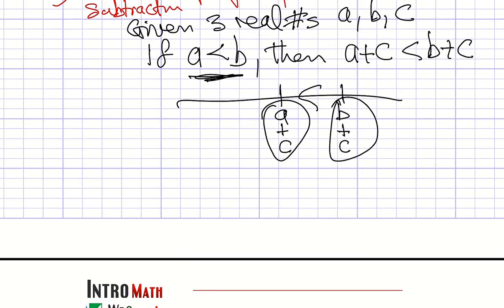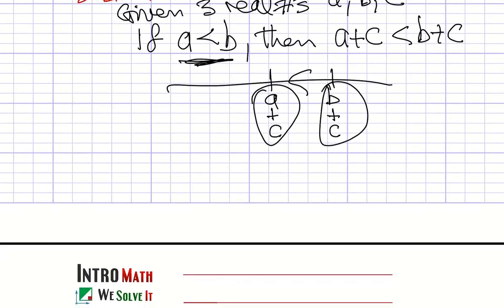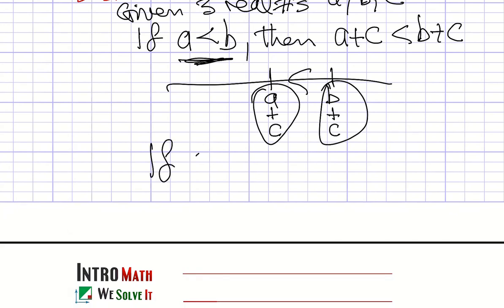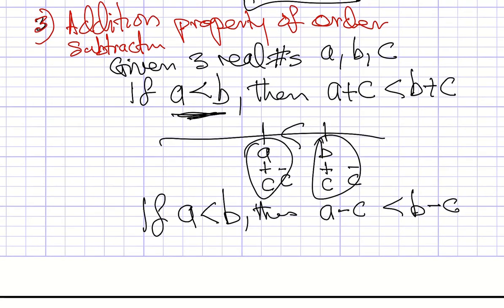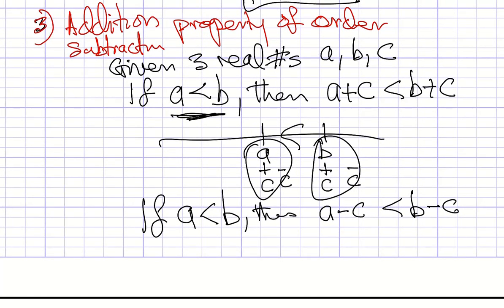The same thing with subtraction. If A is less than B, then if you subtract C from A, it will still be less than B subtract C. You subtract C instead of addition, and it will still be the same. So you get that, right? If A is less than B, no matter if you add or subtract something from both sides, it will be the same. That's all that is saying.